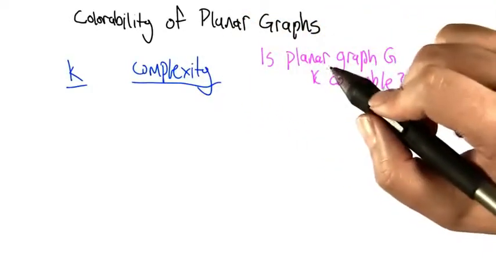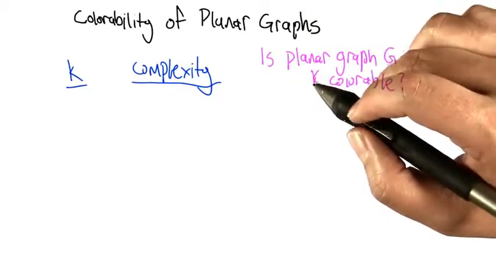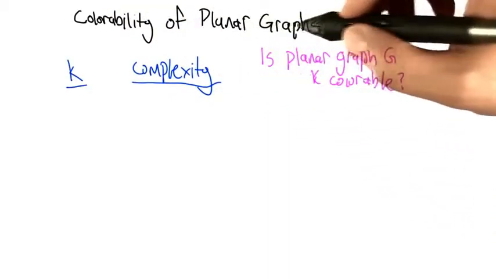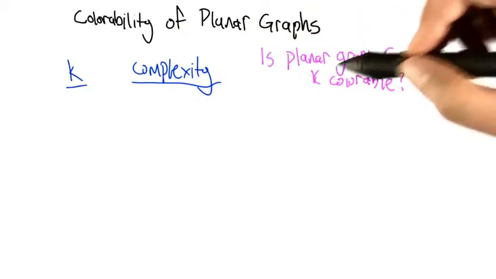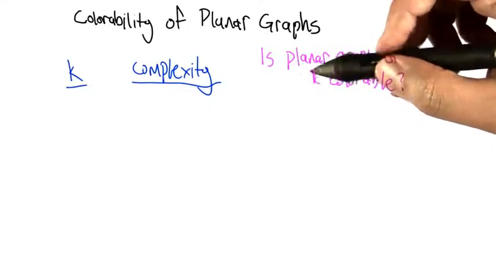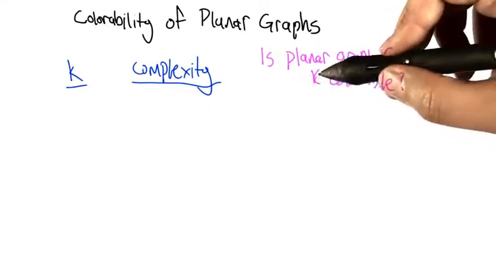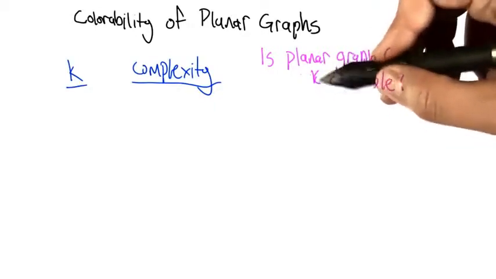So I want to describe this next result just because it just shows how weird computational complexity results can be. Let's think about the colorability of planar graphs. In particular, here's a decision problem. We're given a graph G and a number K. Is planar graph G K colorable? And let's look at how the difficulty of the question differs as we change K.